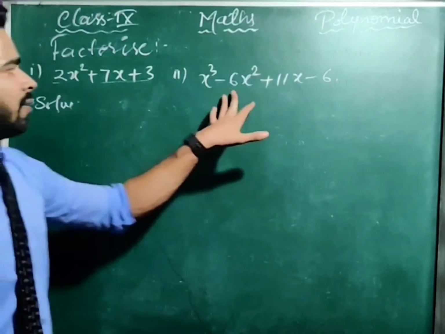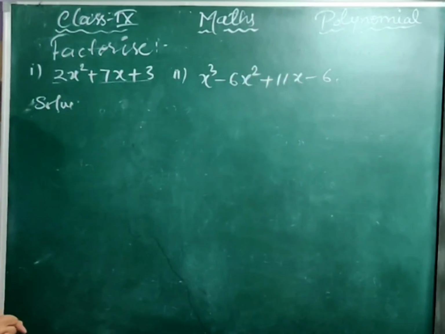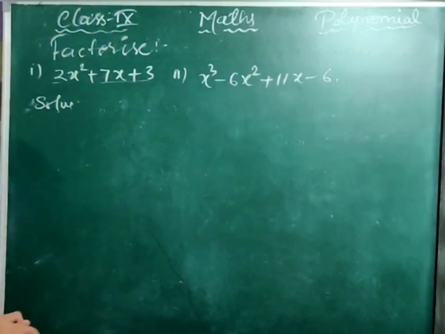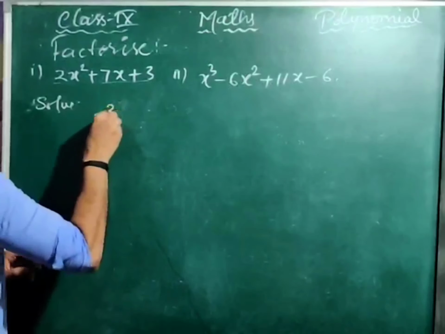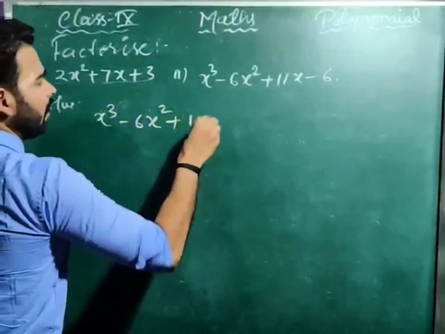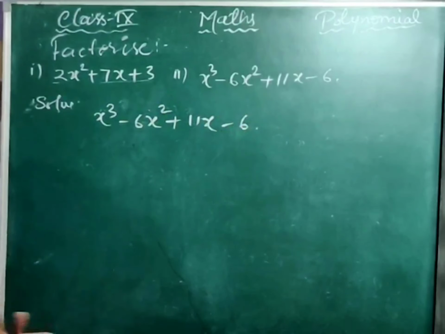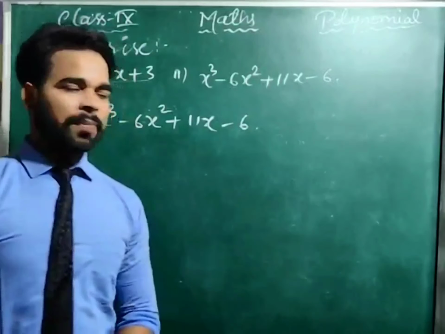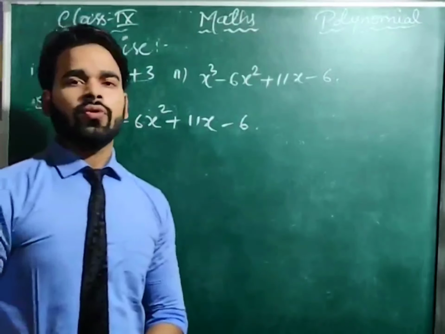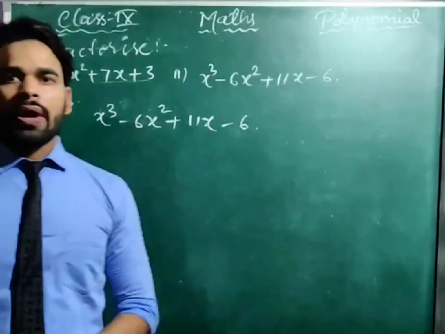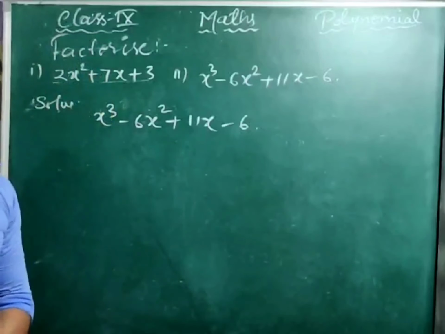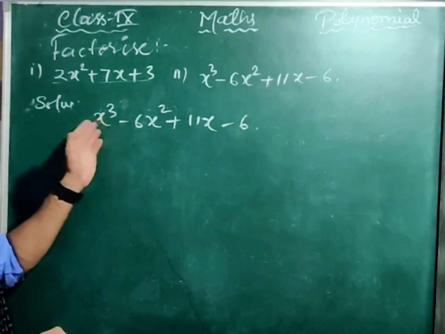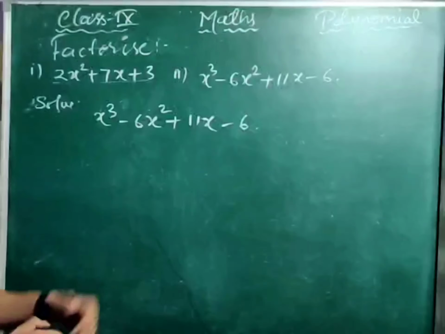Now we will see the factorization of a cubic polynomial by splitting the middle term or by the factor theorem. By both methods we will understand it. So x cube minus 6x square plus 11x minus 6. If you do it by the factor theorem, it's a very long process, but it is quite easy, in which you have to apply the division algorithm, factorize a quadratic polynomial, and apply the factor theorem. A cubic polynomial has highest degree 3.